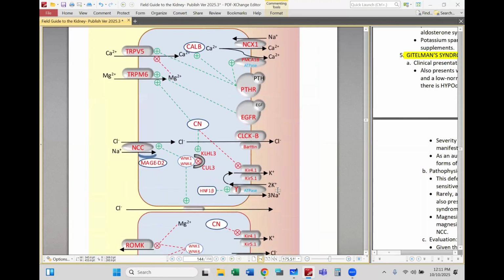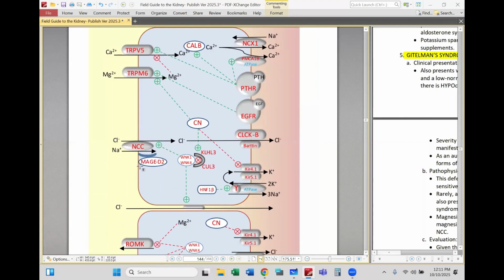Gittleman's is a much smaller set. Most patients are going to have mutations in NCC. That is the most common mutation, causal mutation. But you can also have a basolateral chloride defect in CLCKB that results in a Gittleman's phenotype.